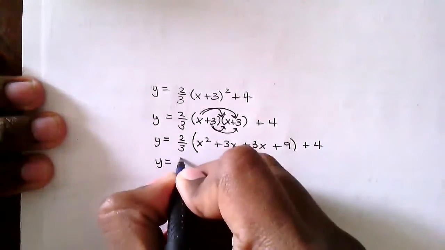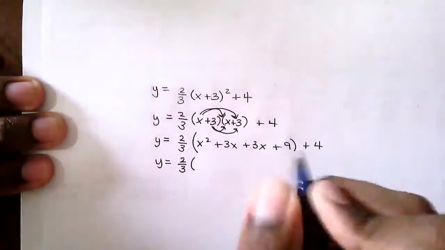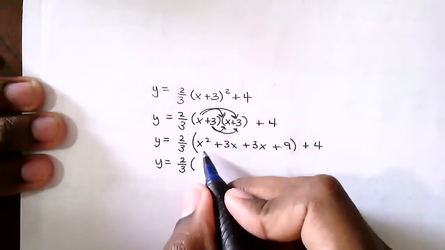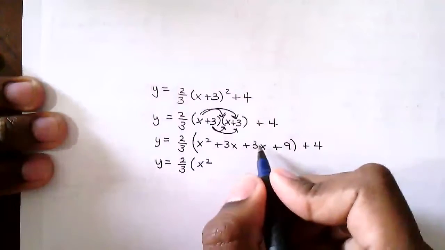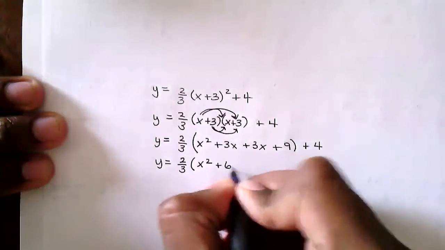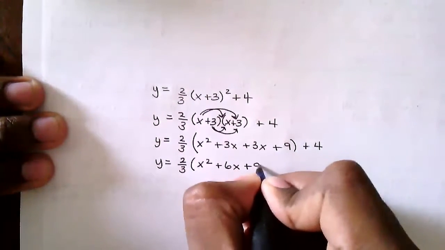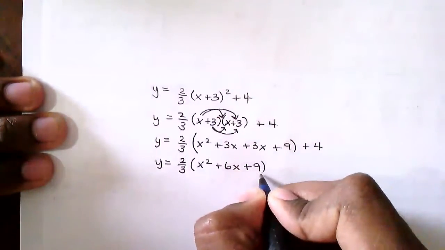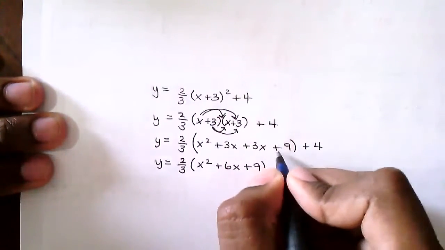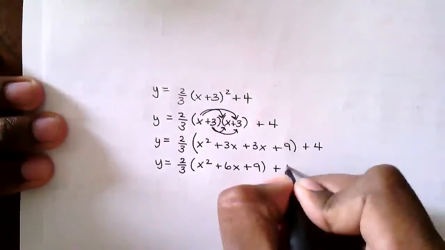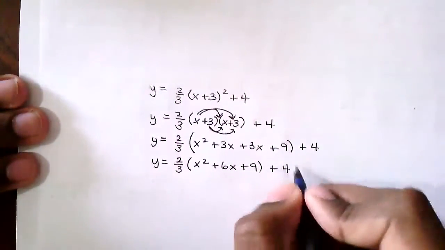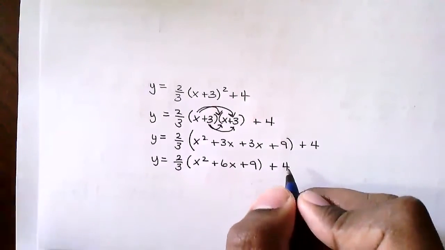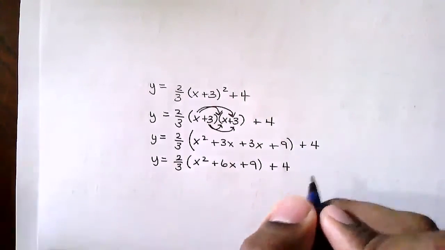We want to keep going, so let's simplify inside the bracket. Let's collect like terms. There's nothing I can really collect with x squared, but I know 3x plus 3x will give me 6x plus 9. Again, there was nothing to do with the 9, and no other terms to collect with the 9 inside the bracket. So just keep in mind we're working inside the bracket. You can't add the 4 yet because that's outside the bracket.